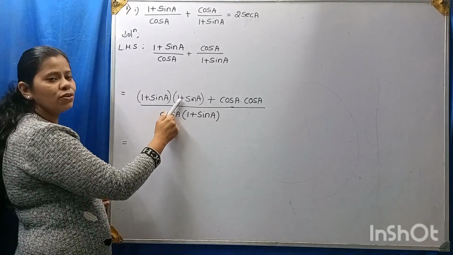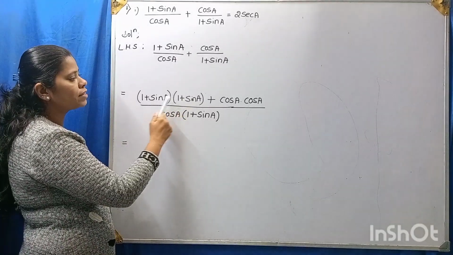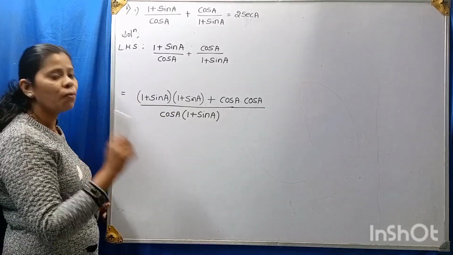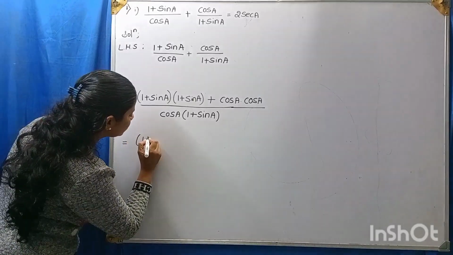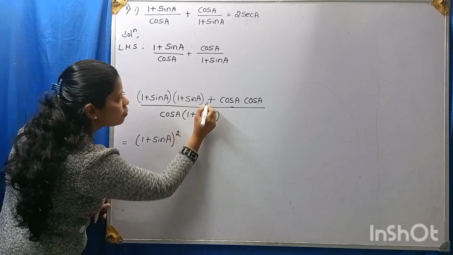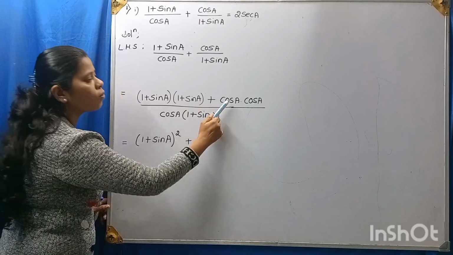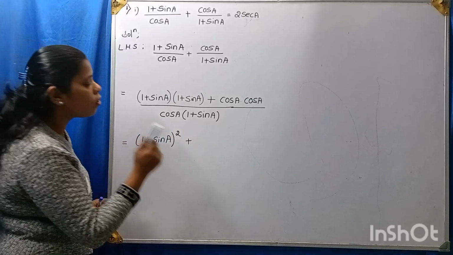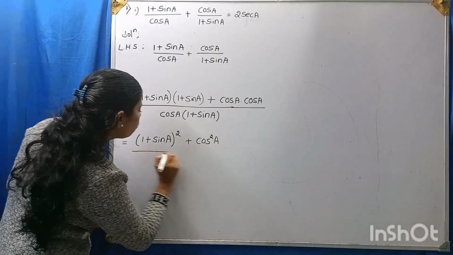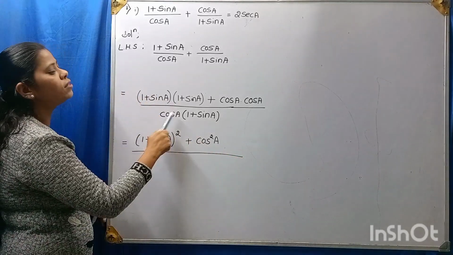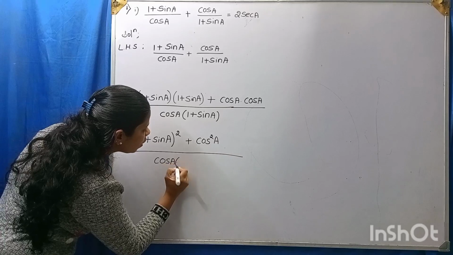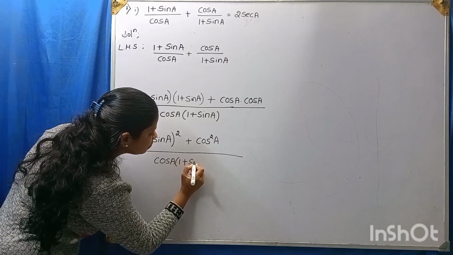(1 plus sin A) into (1 plus sin A) is present 2 times. Therefore, it will become (1 plus sin A) the whole square, plus cos A into cos A. It will become cos square A, the whole divided by cos A into (1 plus sin A).